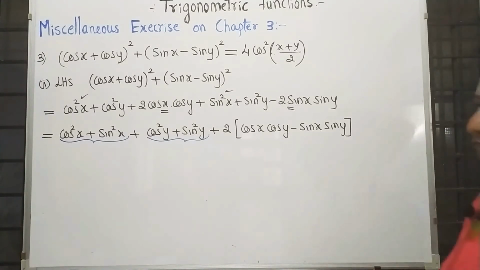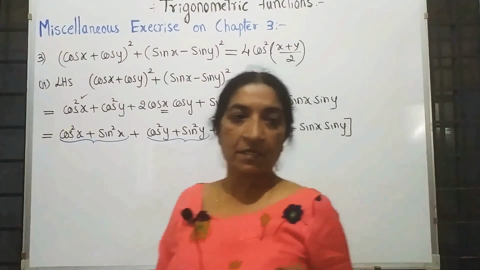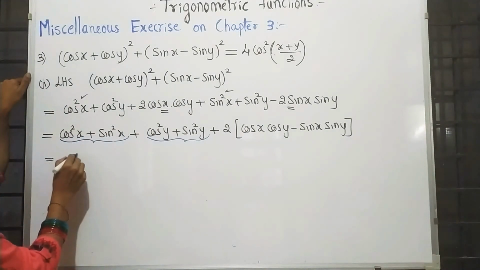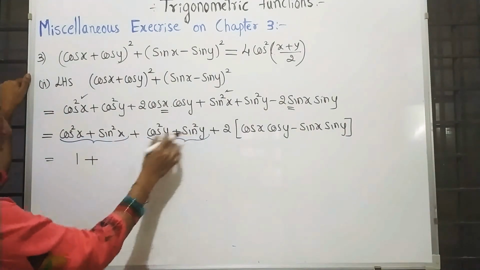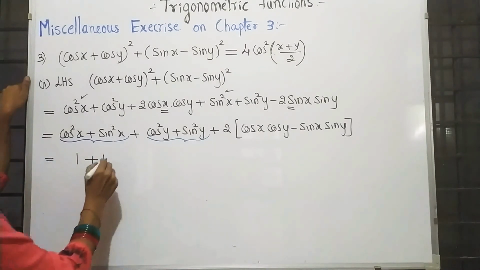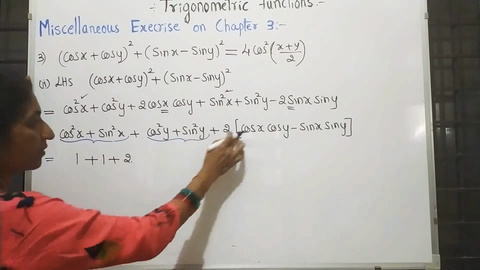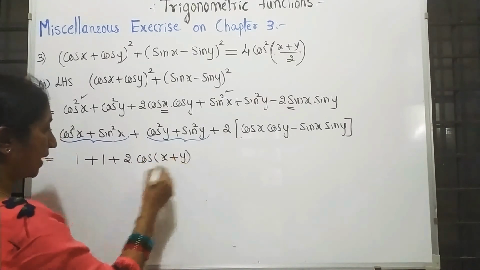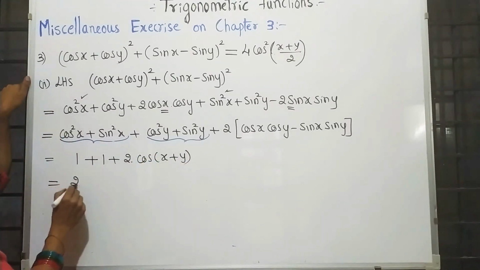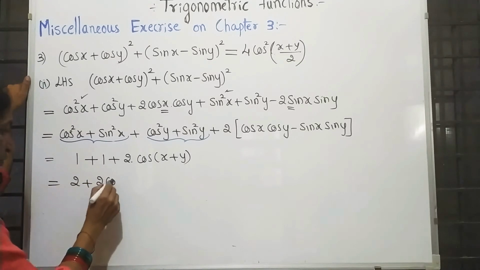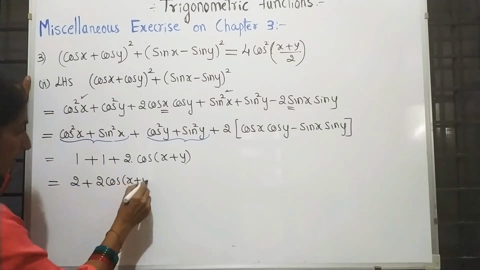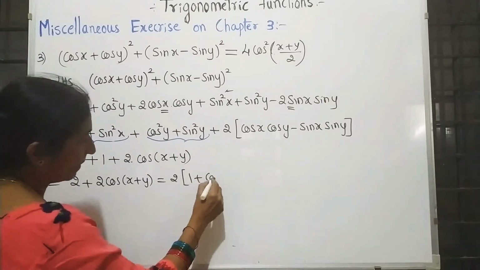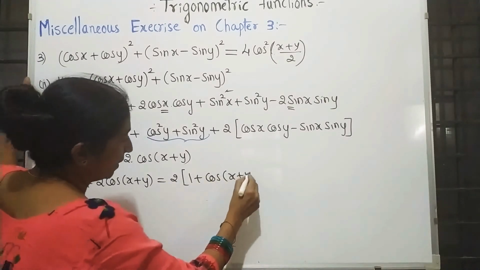See, already you are familiar. Cos square x plus sin square x is what? 1. Cos square x plus sin square x is 1. Here cos square y plus sin square y is 1. Plus 2 common, and for that bracket term it is cos of x plus y. 1 plus 1 is 2 plus 2 cos x plus y. 2 common in the bracket, 1 plus cos x plus y.